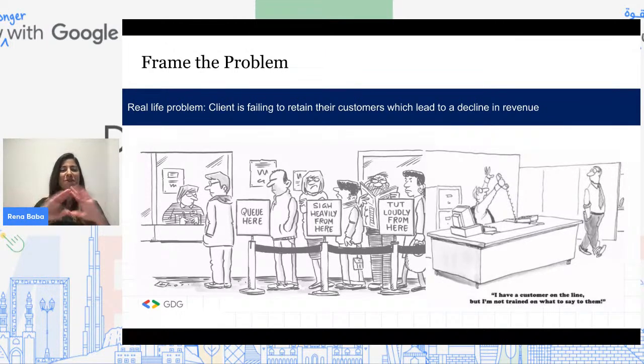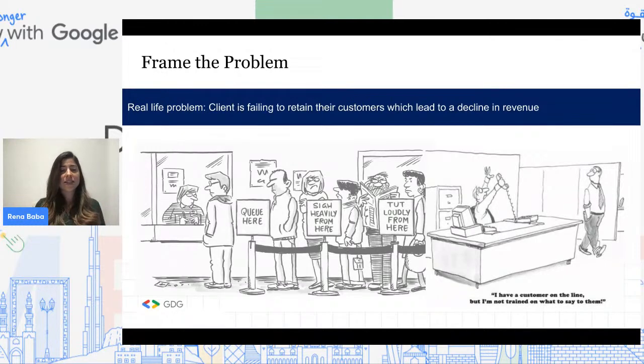Clients will never come up with a very clear problem. It's always going to be a very complex problem, and then you need to do some digging and understand what is really the root cause of the problem. Because if you just go ahead and focus on predicting which customers are going to leave, it might not be the right problem to solve, and you might end up wasting a lot of time fixing a problem without focusing on the issue.